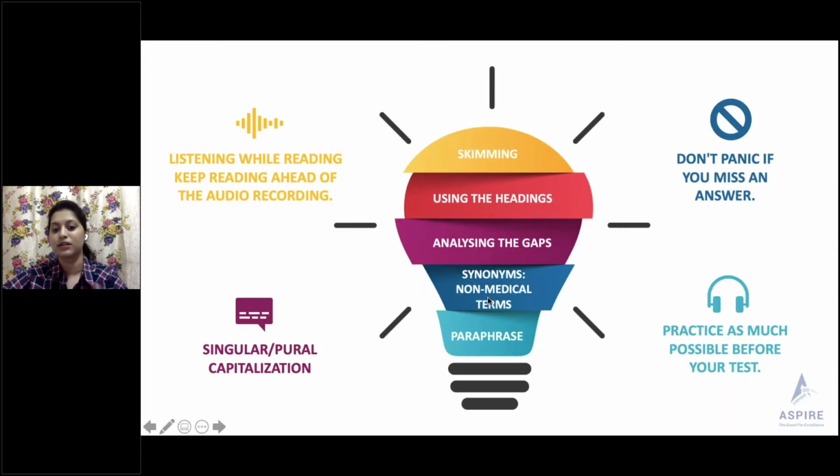So, synonyms. Pay attention to non-medical terms, because when the patient is describing something and it's a part of the question, he might be using synonyms. It might not be the exact medical terms that you're expecting or that is in the answer options. So always pay special attention to synonyms.